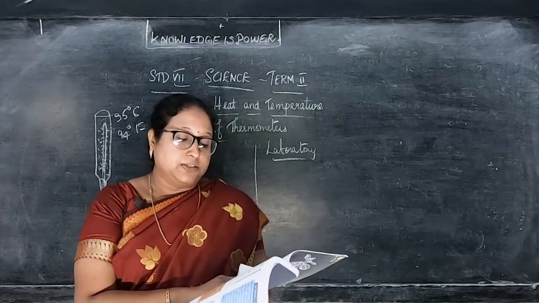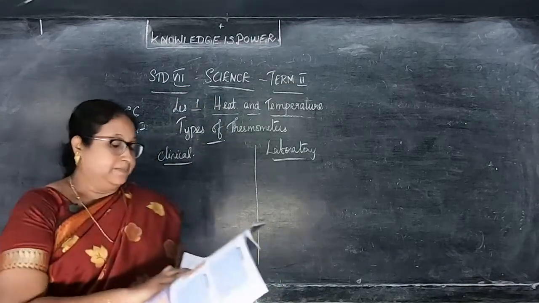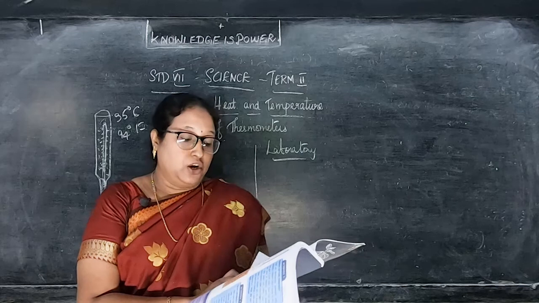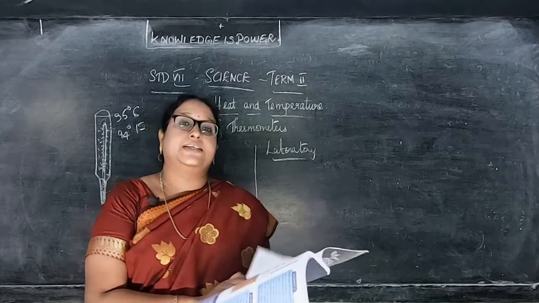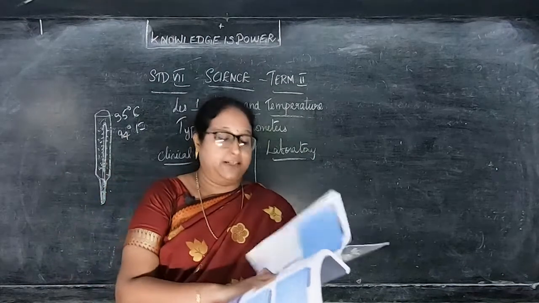Now, do not hold the thermometer by its bulb. Then keep the mercury level along your line of sight and then take the reading. So, the mercury level should be in front of your sight and then you have to take the reading.